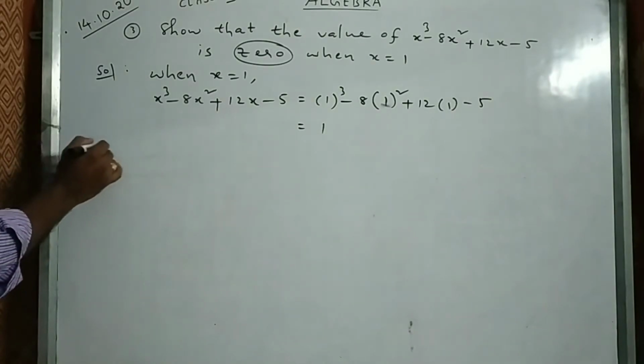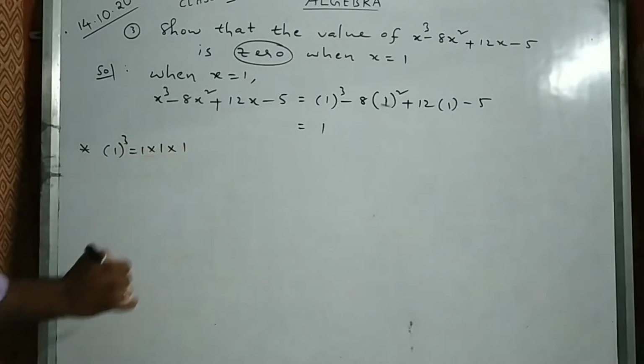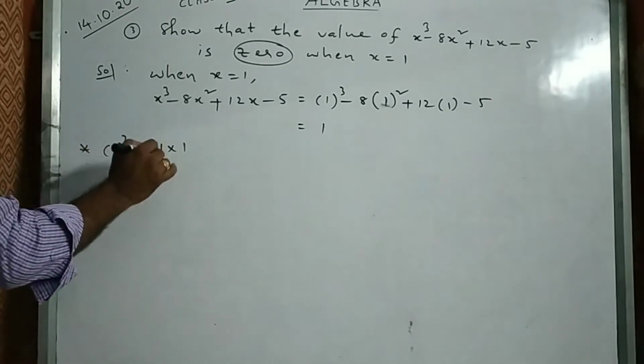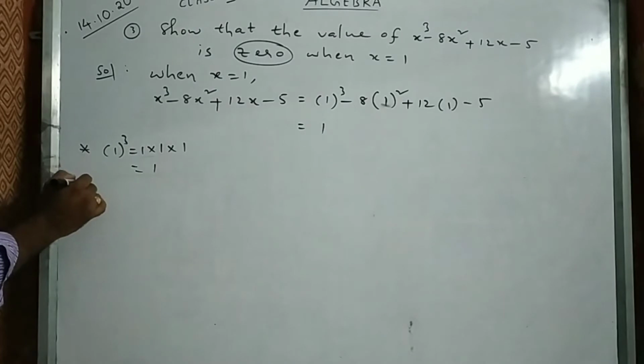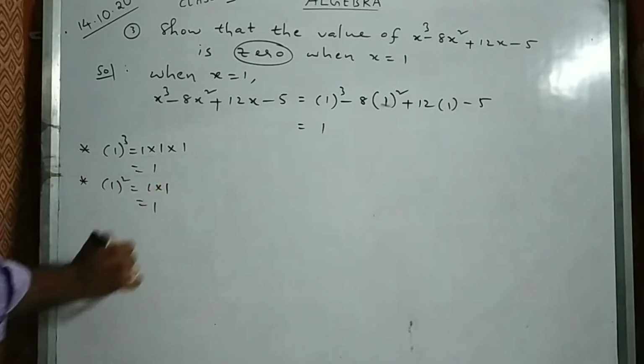1 cube, 1 into 1 into 1. You see, I will write a step here. 1 cube means, what does it mean? 1 should be multiplied by 3 times. So 1 into 1 into 1. So you will be getting 1 only. So 1 square means what? 1 into 1 means 1 only.